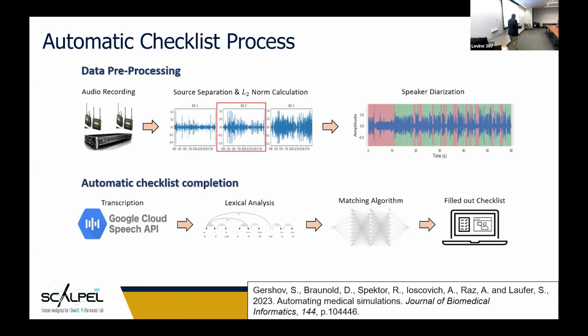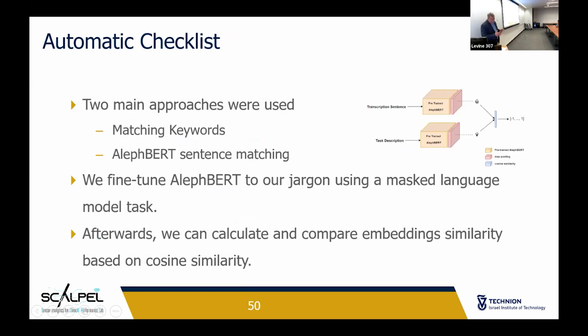Speech to text is nowadays pretty simple. Hebrew adds some complexity to analyzing and breaking down the words because of the structure of Hebrew. You have to remove all kinds of prefixes and ends of the words. It's lexical analysis. And then we have some kind of matching algorithm to actually match between the required checklist and what they're actually doing. And we check two main methods right now for this matching.